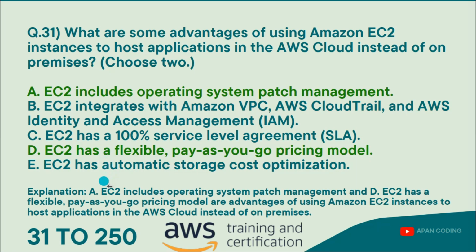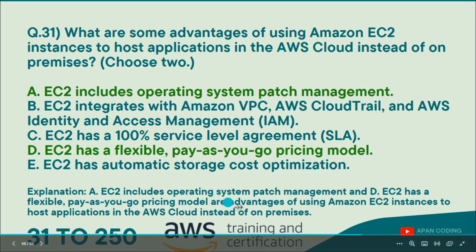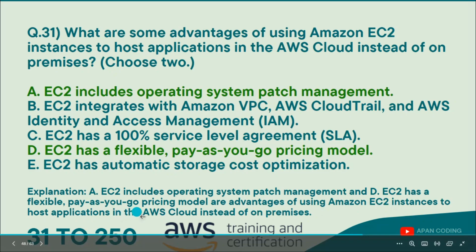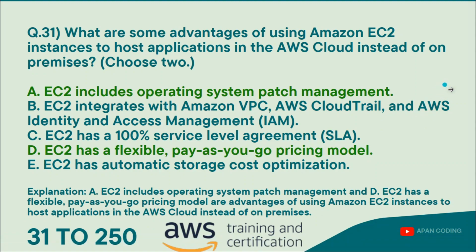So the explanation is here, and it is the same based on the question. The options are that EC2 includes operating system patch management, and option D, EC2 has a flexible pay-as-you-go pricing model. These are the advantages of using Amazon EC2 instances to host applications in the AWS cloud instead of on-premises. All right friends, let's move on to the next one, question 32.